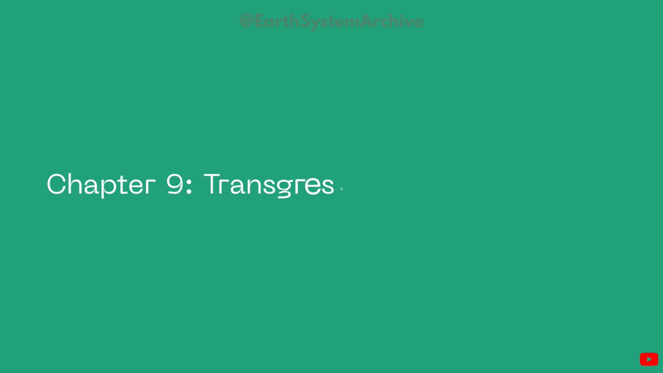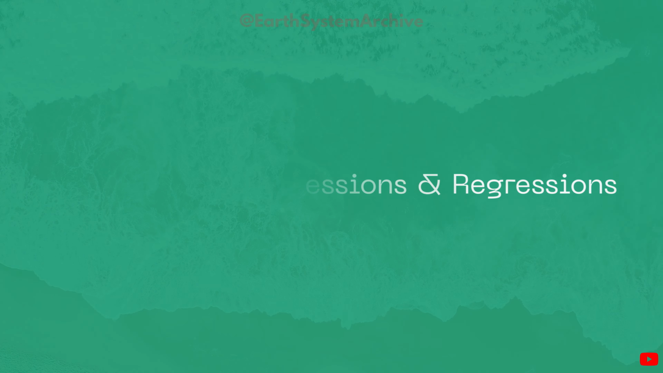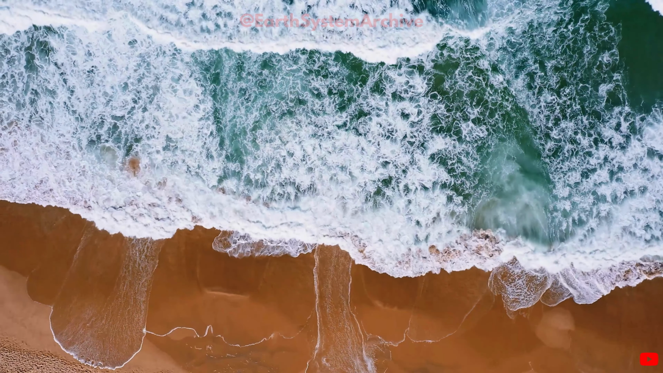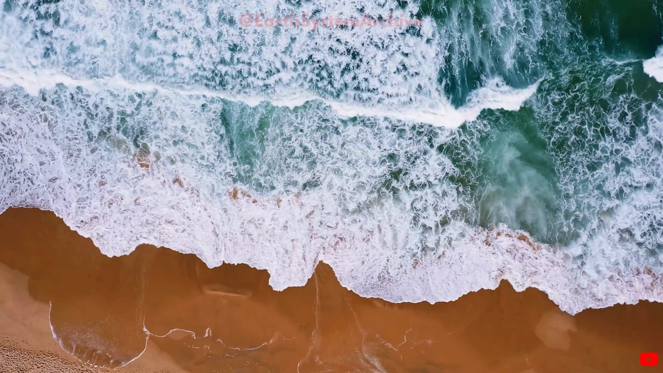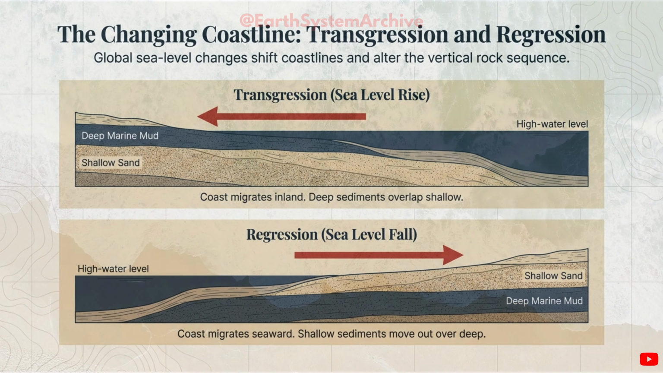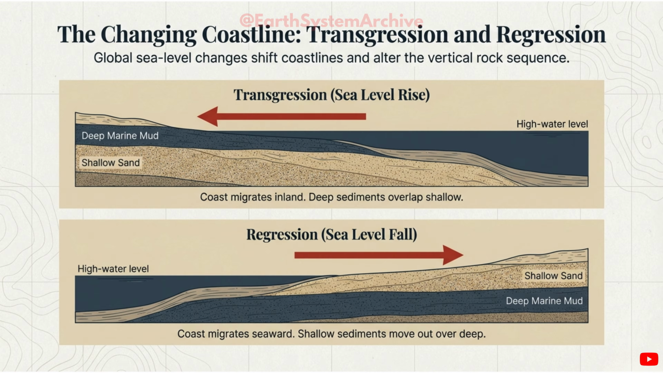Chapter 9. Transgressions and regressions. Sea level stories. Sea level has risen and fallen many times through geologic history due to climate changes and tectonic changes affecting seafloor shape. When sea level rises, the coast migrates inland: transgression. When sea level falls, the coast migrates seaward: regression. These shifts cause sedimentary sequences to repeat vertically as environments migrate back and forth.